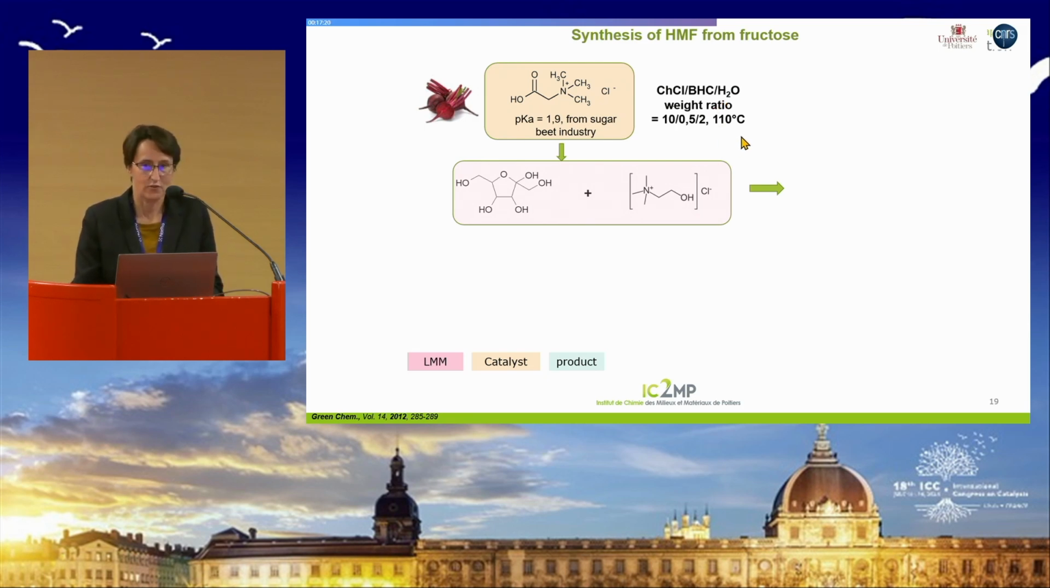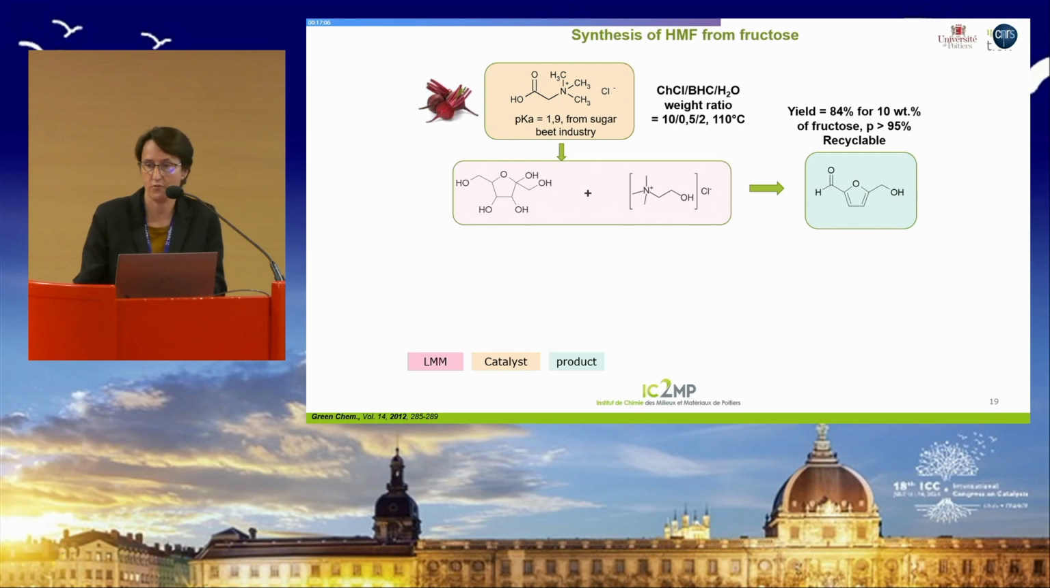So remember, I told you we wanted to use a highly concentrated feed of carbohydrate. We have tried with betaine hydrochloride, with good yield to HMF. I forgot to tell you, during all this reaction, we do the extraction of HMF during the synthesis with methyl isobutyl ketone. We managed to obtain 84% yield, purity 95%. We managed to recycle the betaine hydrochloride. But you can see we use only 10 weight% of fructose. If we increase the amount of fructose, the yield decreases, and we do not obtain such nice results.